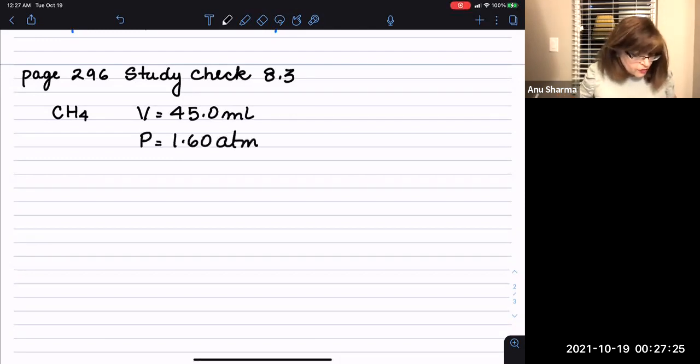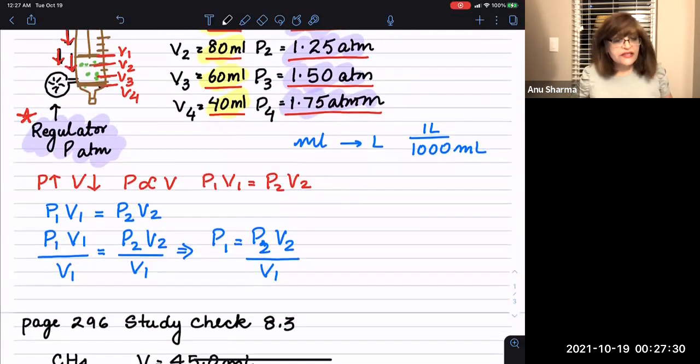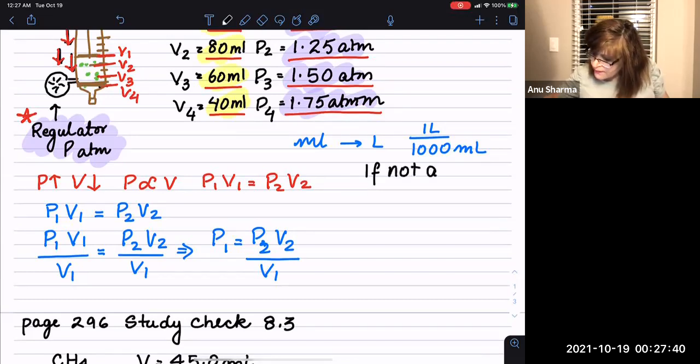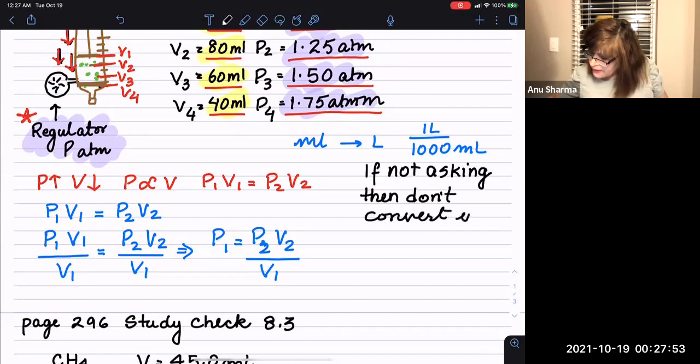Now, what volume in milliliters? Sometimes you don't need to convert. If they are not asking you to convert, then don't convert, when applying Boyle's law only. Otherwise, you need to convert.